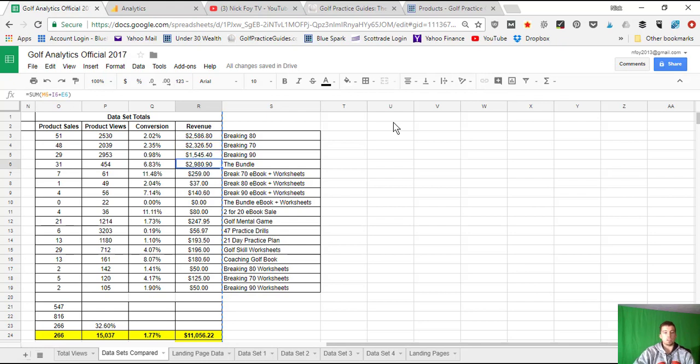And then you could go down the list. I made 2,900 for this product. It only sold 31 compared to these that sold 51 and 48, because this was a higher priced product. So you can see when you are able to raise prices and sell higher priced products, you don't need to sell as many. So I only sold 31 compared to 51, and I ended up making more money because it was a higher priced product. And it was converting at a really high rate.